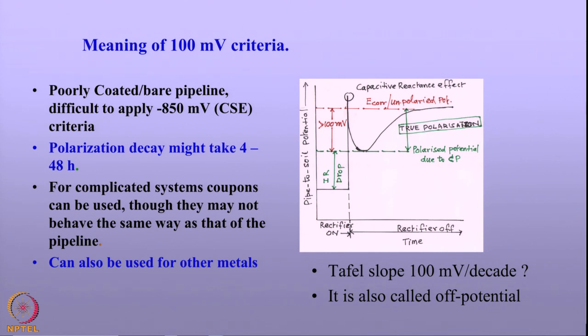There is yet another criteria, which is the 100 millivolt criteria, and this criteria in fact becomes very important when the pipelines are poorly coated or when you talk about bare pipelines. As we discussed, when you are going to talk about bare pipelines, if you use the 0.85 volt criteria, you need to apply much more current and that becomes unviable. In this criteria, the following way you make the measurement.